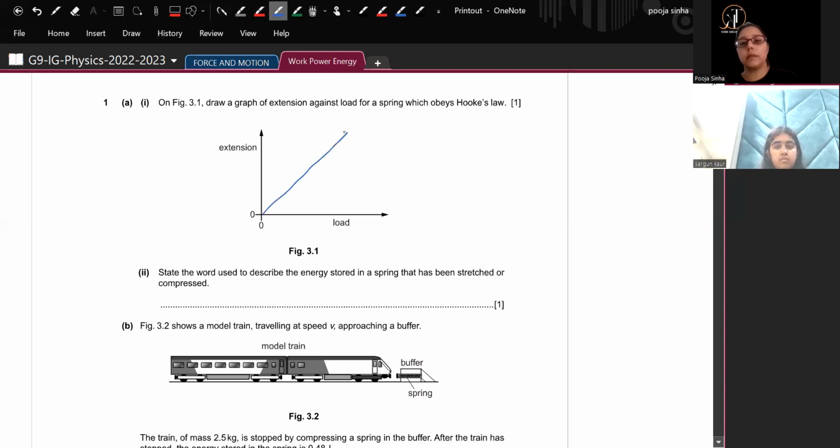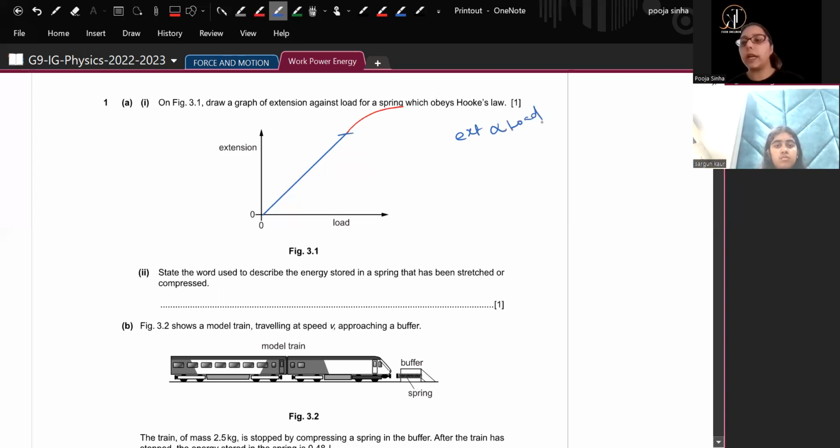But after some time, it just changed the shape. So what happened after this point? ये extension की वजह से इसका shape change हुआ. So it changed like this. It becomes curved. ये कब हुआ? जब till this point it was obeying Hooke's law. मतलब extension was directly proportional to load.